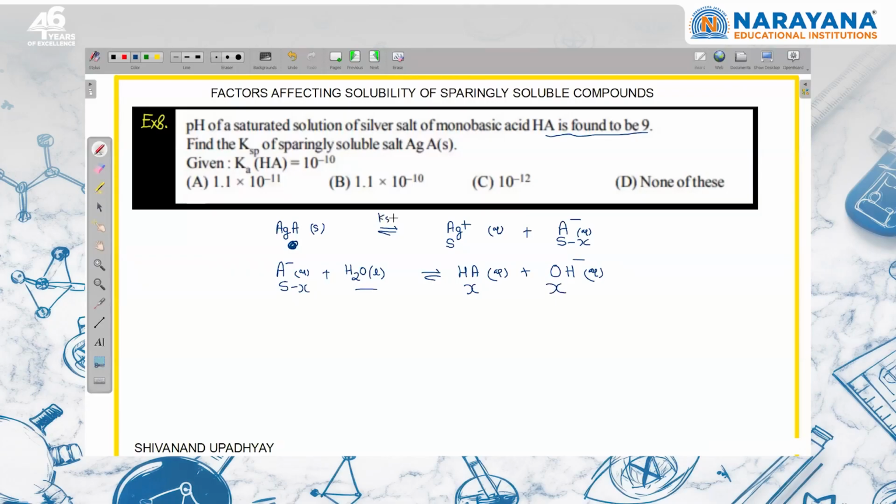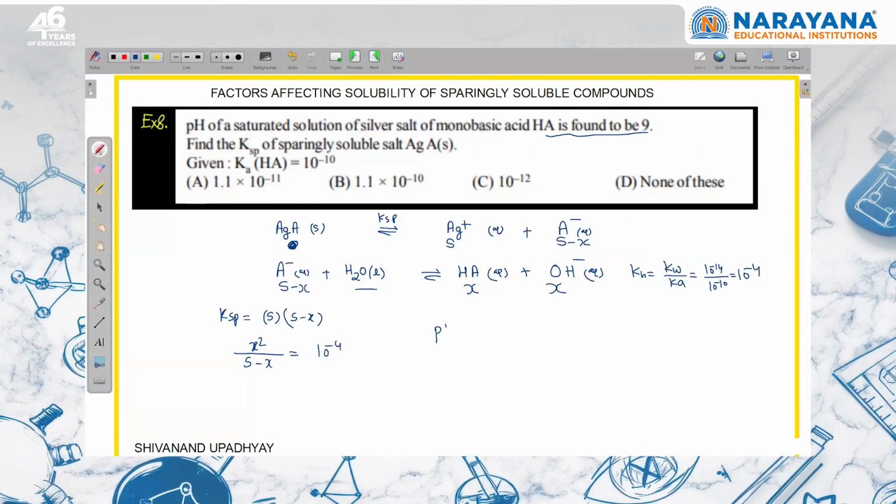The equilibrium constant of this is Ksp, and for this reaction, hydrolysis is happening, so the hydrolysis constant is equal to Kw upon Ka. So you know the equilibrium constant for this: 10 to the power minus 14 divided by 10 to the power minus 10, that is 10 to the power minus 4. The Ksp value of this is to be calculated, right? We have to calculate that. So we can write one equation that the value of Ksp is equal to the concentration of Ag plus ion times the concentration of A minus ion. And the other equation from here: X square upon S minus X is equal to 10 to the power minus 4.